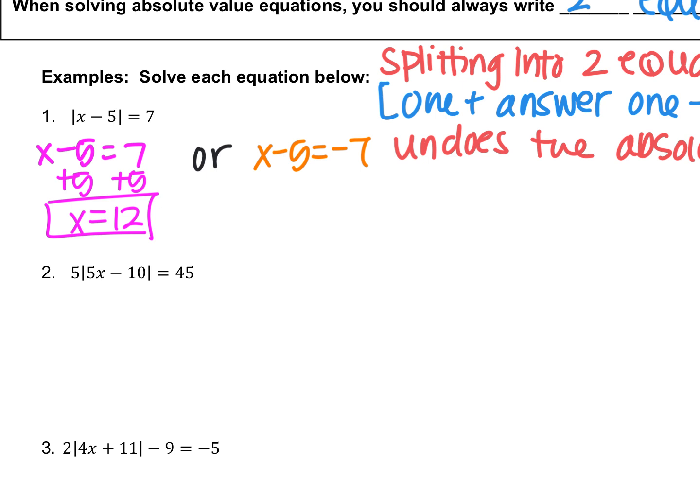And then over here, I also add 5. But now I'm adding 5 to a negative 7, so that changes things. So x is going to equal what? Negative 2. Those are both my answers. Basically saying if I take 12 and I plug it into x, I'll get 7. But if I take negative 2 and I plug it into x, I will also get 7. Yeah?